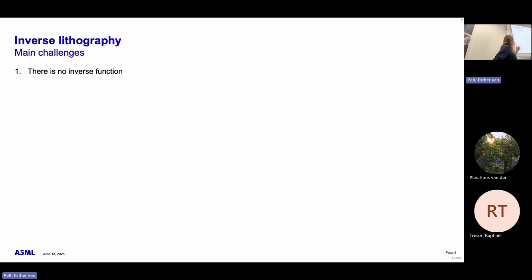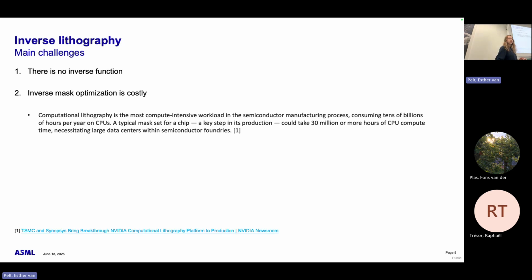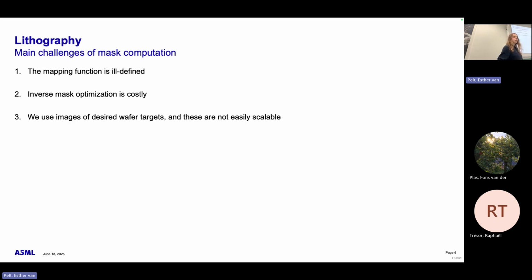Now, there are some challenges. I already mentioned there's no inverse function. Second, the inverse mask optimization is very costly. In terms of time, it can take weeks to compute the mask required to print a single chip. Maybe even more since a chip consists of multiple layers, and that all adds up. Then also, typically images of desired wafer targets are used, which are not scalable, which means that if we want to have high resolution, the image needs to be larger and the problem scales quadratically, which is not nice.